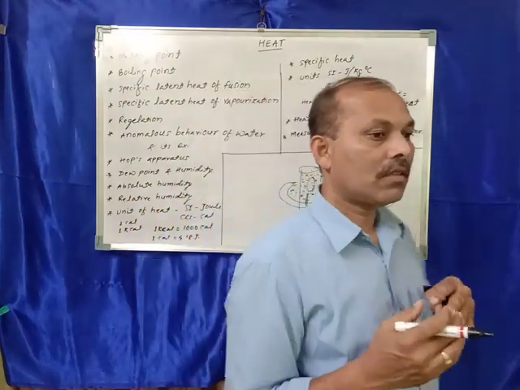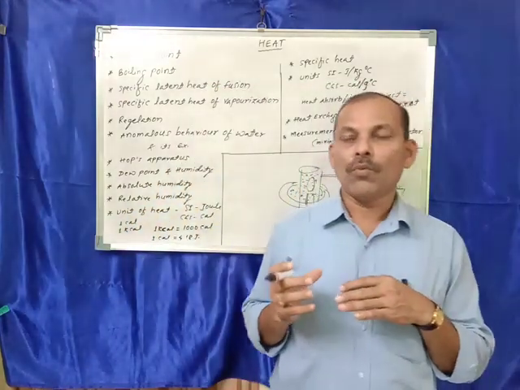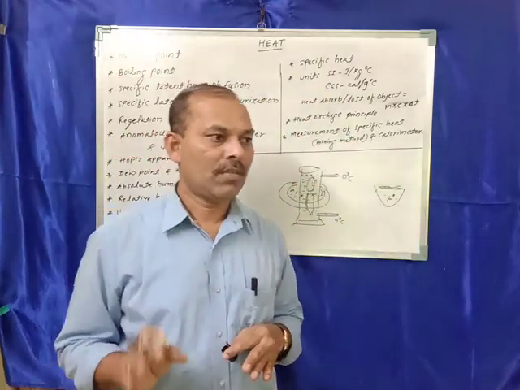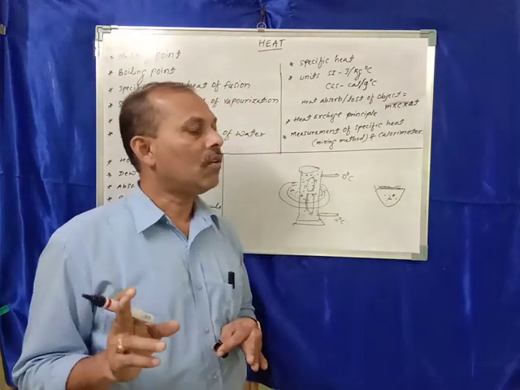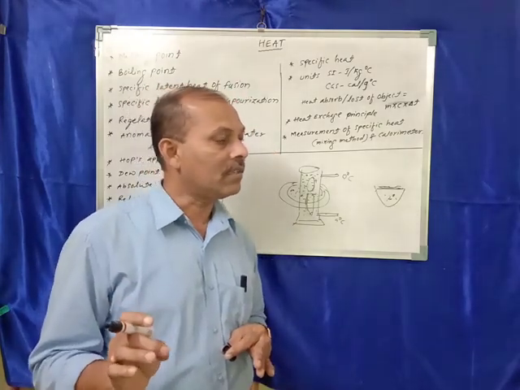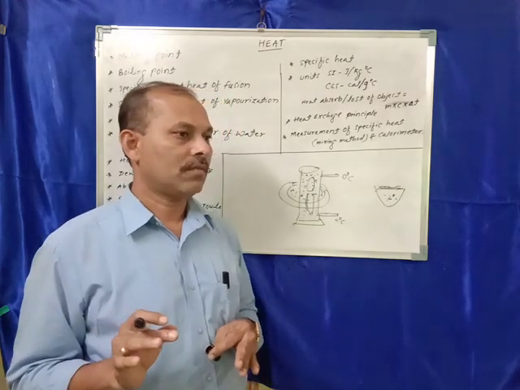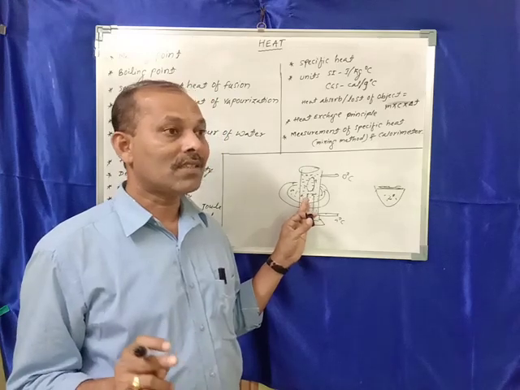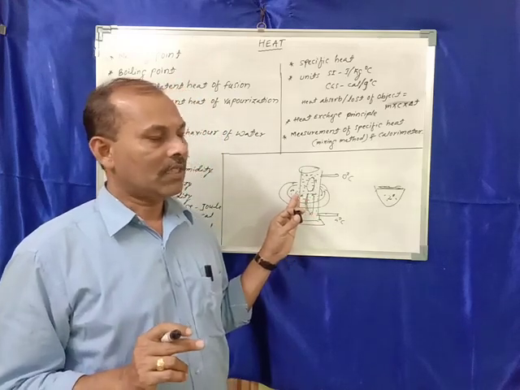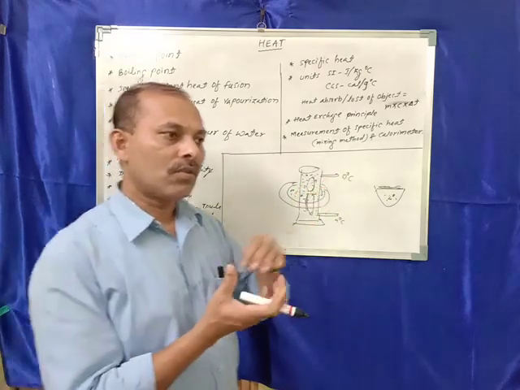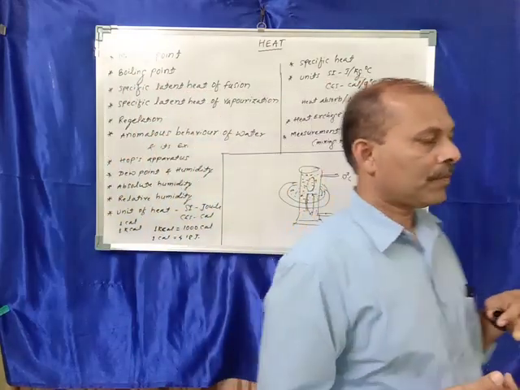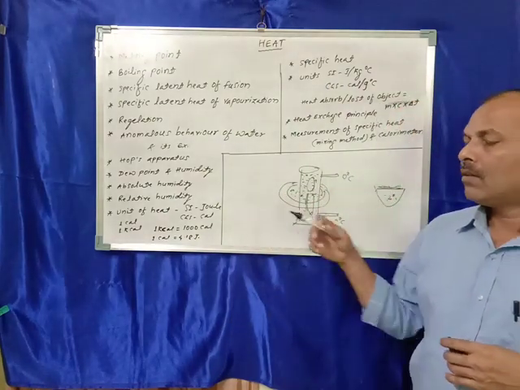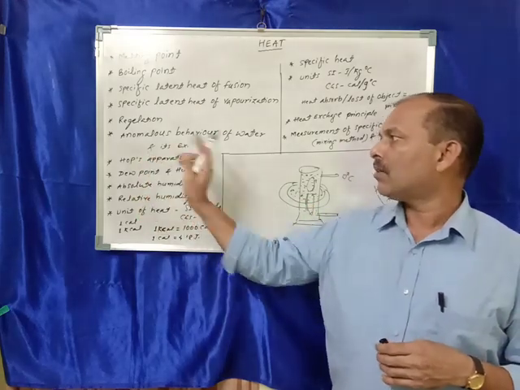we should always remember that the density of water is highest at 4 degrees Celsius, but in other liquids the highest density is at 0 degrees Celsius. But in case of water, the highest density is at 4 degrees Celsius, and that's why ice is floating on that water. So with the help of this Hope's apparatus, we can study the anomalous behavior of water.